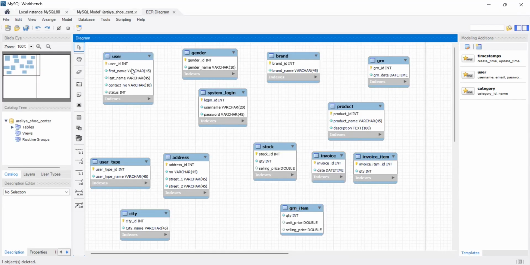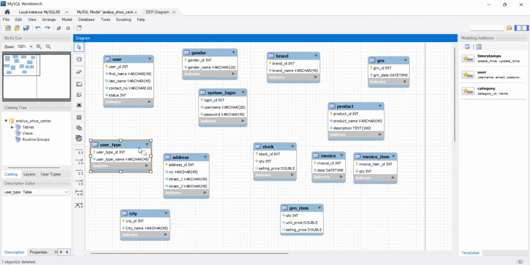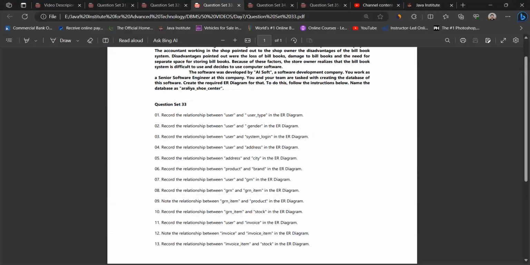User and the user type. So here one user can only have one user type, while many users can have the same user type. So this belongs to a one-to-many relationship. The many side should go to the user.